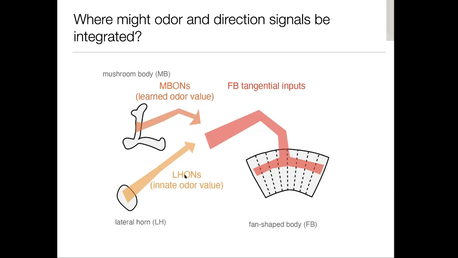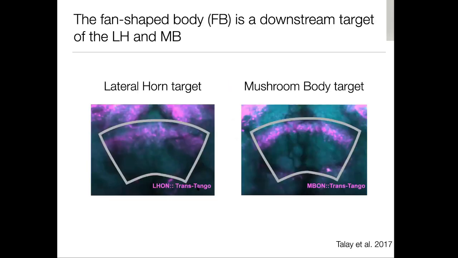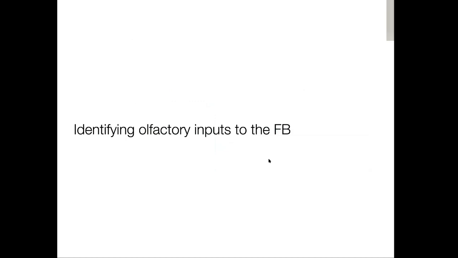So to confirm this, Andrew used a technique called trans-Tango, which lets you genetically label the downstream partners of a group of neurons that you're interested in. And when he did this on both of his strongly upwind-promoting lateral horn and mushroom body lines, he saw a signal consistent with tangential inputs to the fan-shaped body here and here. So he next set out to identify olfactory inputs to the fan-shaped body.